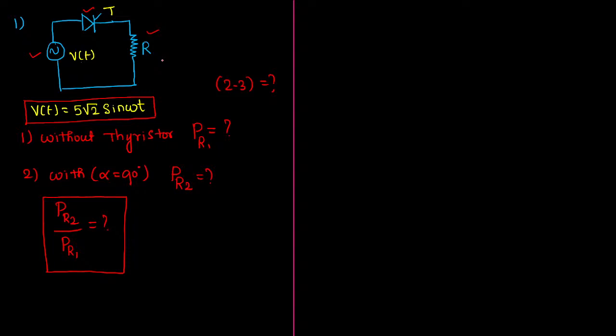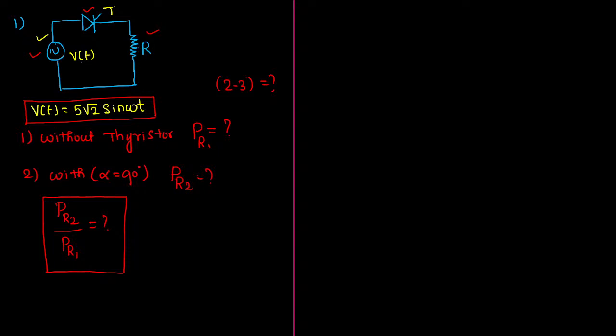Okay, listen. Let me try to solve this question. What is the question? I hope you all have understood it. Basically, there is one circuit with one resistor and one voltage source. Initially, they are directly connected in series without an SCR. Under that situation, what is the power consumed by the resistor? That is the first question.